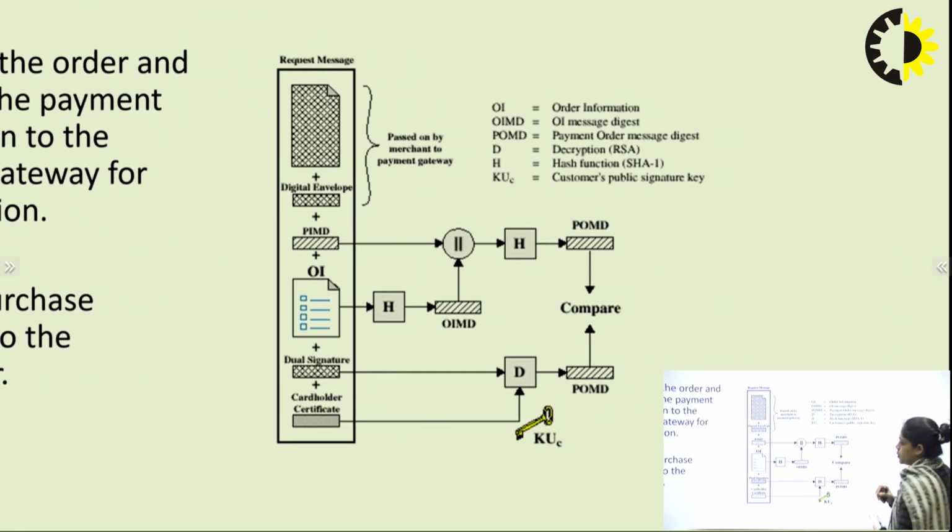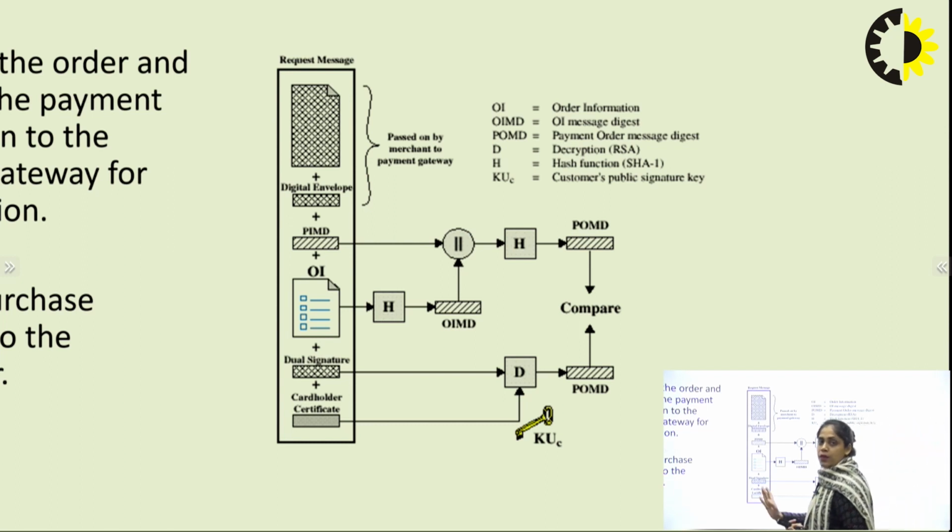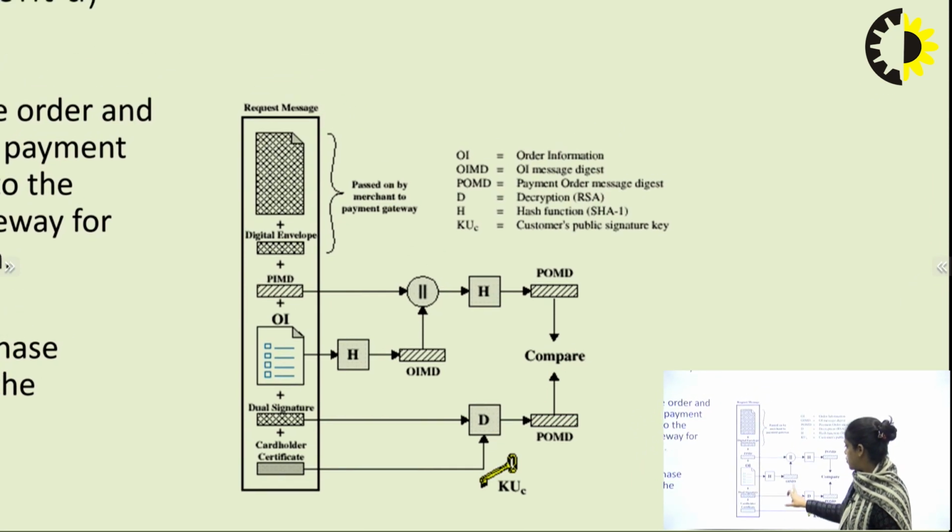You can see, now in this diagram we are going to talk about the right side part. Previously, in the previous diagram, we talked about the left side part. Now we are going to talk about the right hand side. The request message information is there. Now this PIMD is concatenated with the hash, that is the order information message digest. These both things are concatenated, and finally a hash is computed, the payment order message digest.